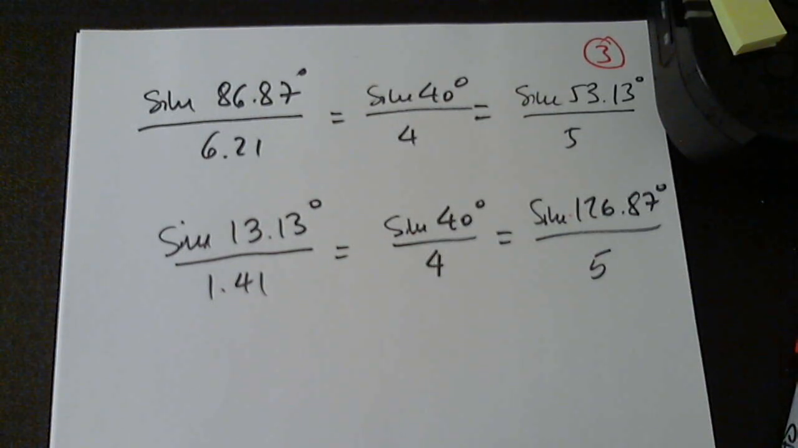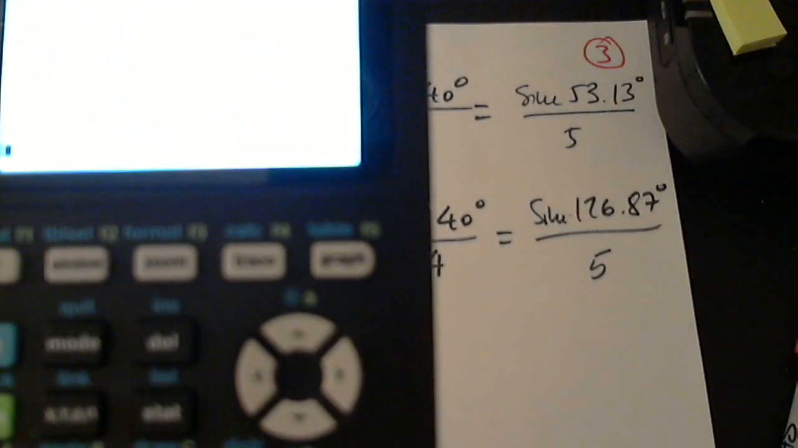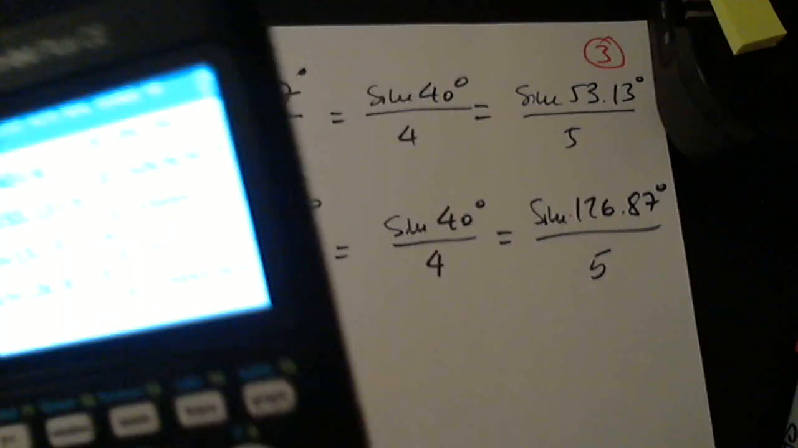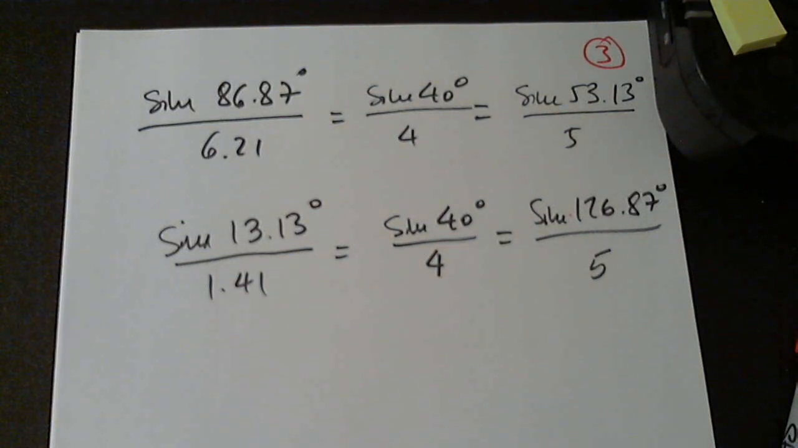And the other one is sine 126.87 divided by 5. All of them are correct. 0.159, 0.16, 0.1599. That's the way you check whether your calculations are correct.